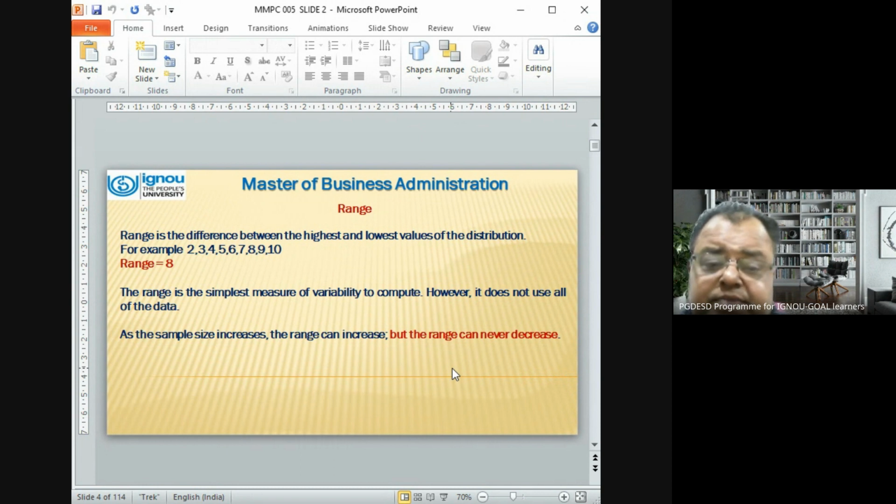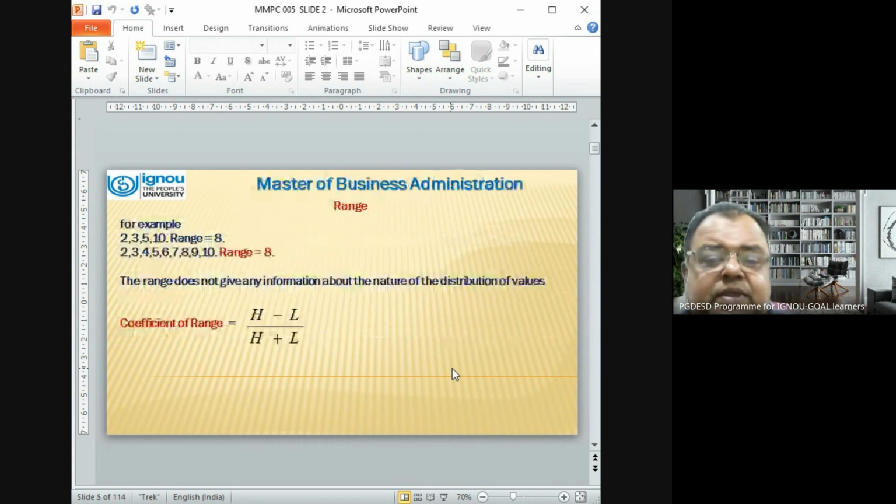The range is the simplest measure of variability to compute. However, it does not use all the data. As the sample size increases, the range also increases, but the range can never decrease. Now see, if we have 2, 3, 5, 10, range is 8, and if we have 2, 3, 4, 5, 6, 7, 8, 9, 10, again the range is 8. Range does not give any information about the nature of the distribution of values.